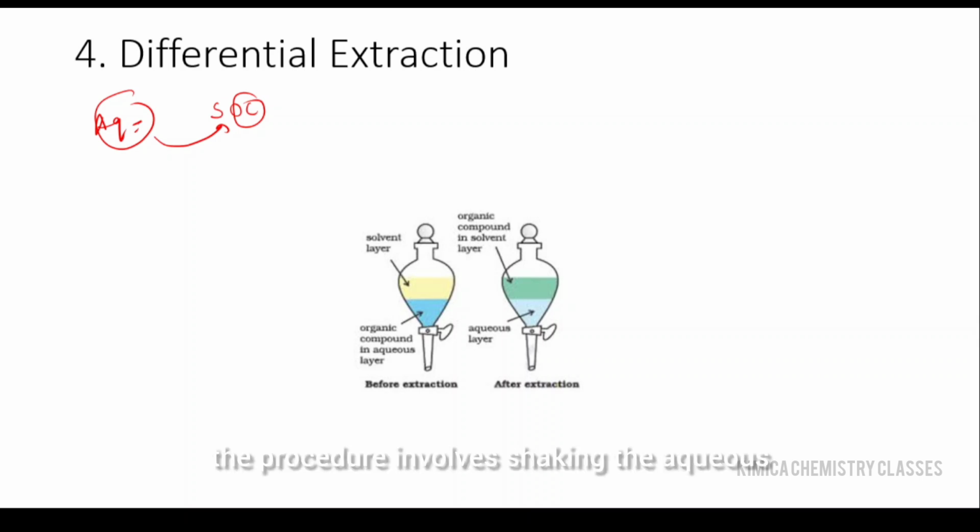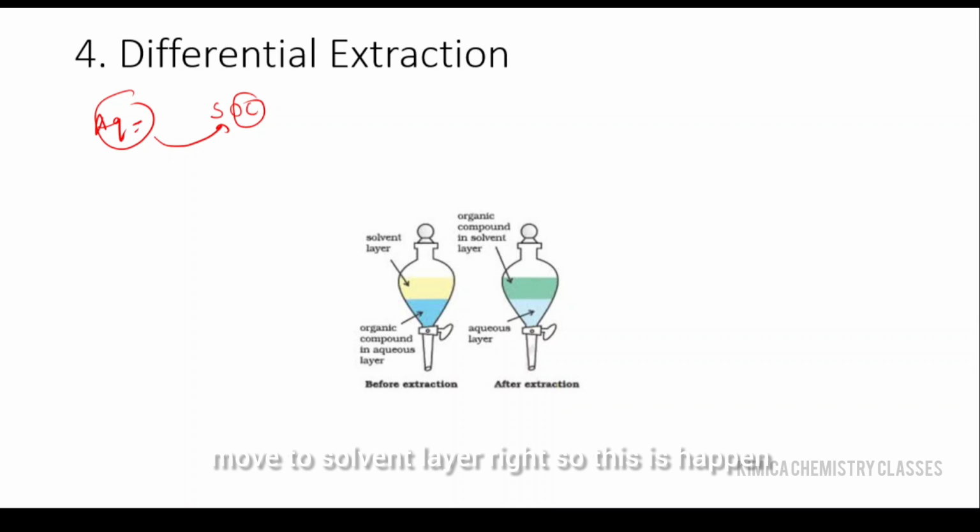The procedure involves shaking the aqueous solution containing the organic compound with an appropriate organic solvent in a separating funnel. As you can see in this picture, this is a separating funnel. Before extraction, there is a solvent layer, and the organic compound is in the aqueous layer. After extraction, what do we get? The organic compound is in the solvent layer and the aqueous layer is here. From the aqueous layer, the organic compound has moved to the solvent layer.